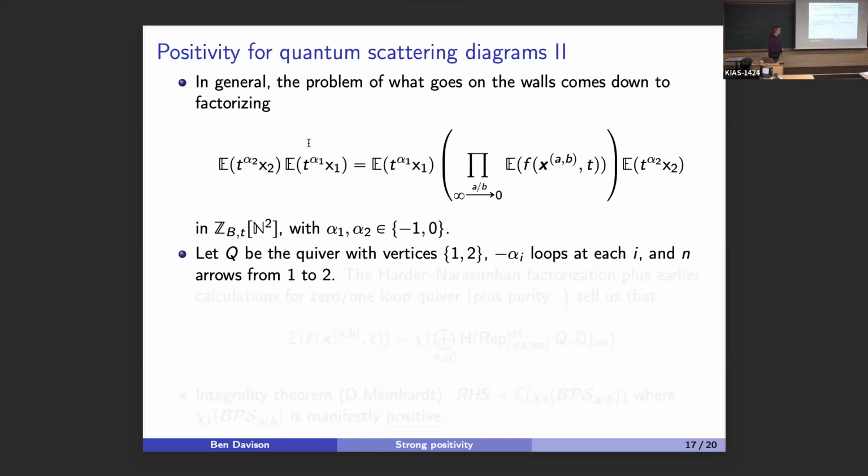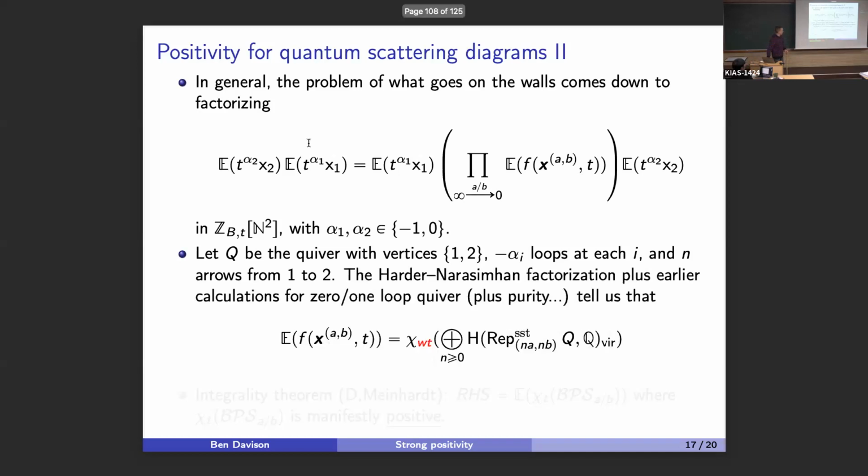Okay, so here's how we do it. Let Q be a quiver with vertices 1 and 2, with minus alpha_i loops at each vertex i. So this is where we break the golden rule, but never mind, let's just press on. You have possibly a loop at either vertex and n arrows. n was the number recording the non-commutativity of my quantum torus. So that's a fairly simple quiver. And we get the following.